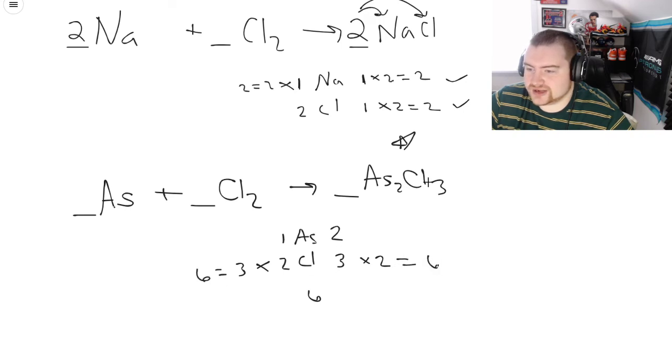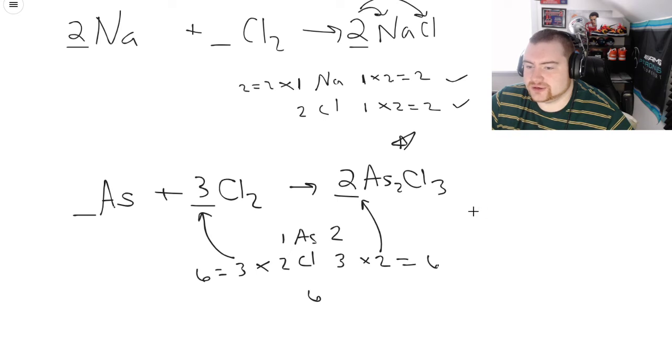So what I like to do when I see chlorine 3, chlorine 2, I just say, okay, I need to multiply by the opposite number. So I need to multiply this by 2, and I need to multiply this by 3, and that balances it out. So that gives us our 6 on each side. And again, where did I get that 2 from? Right here, and this 3 comes from right there.